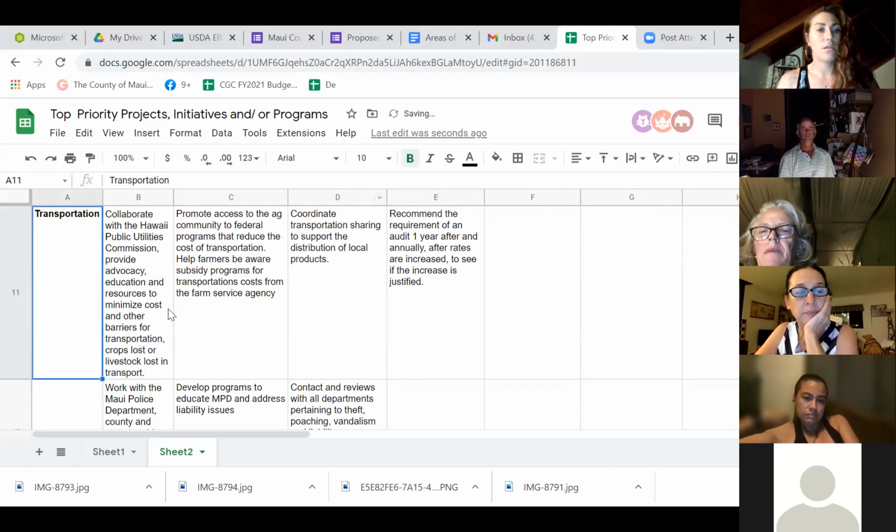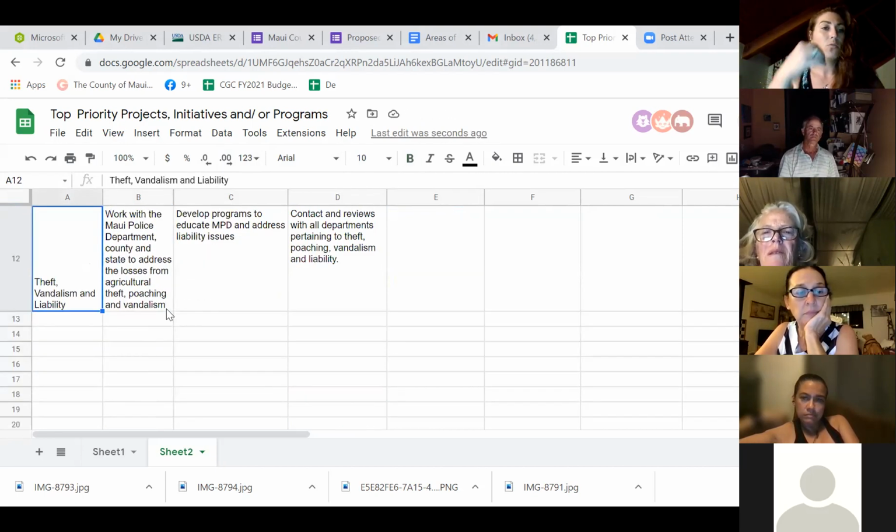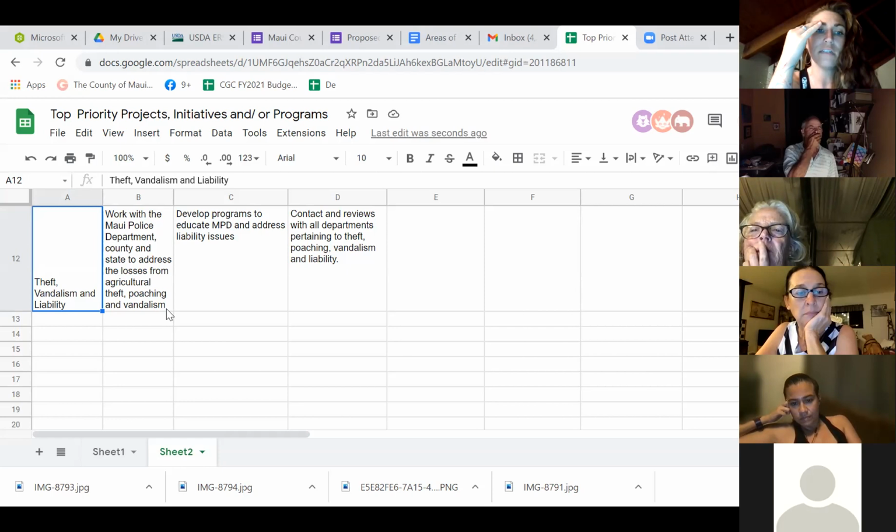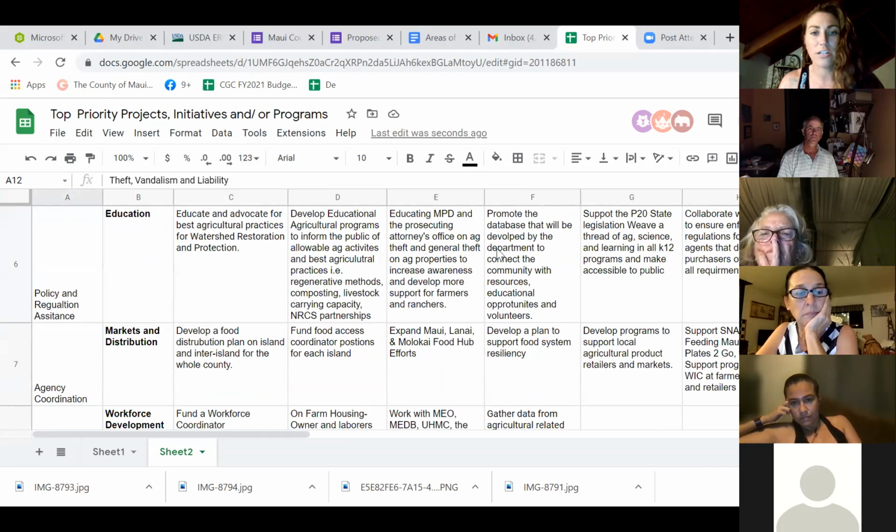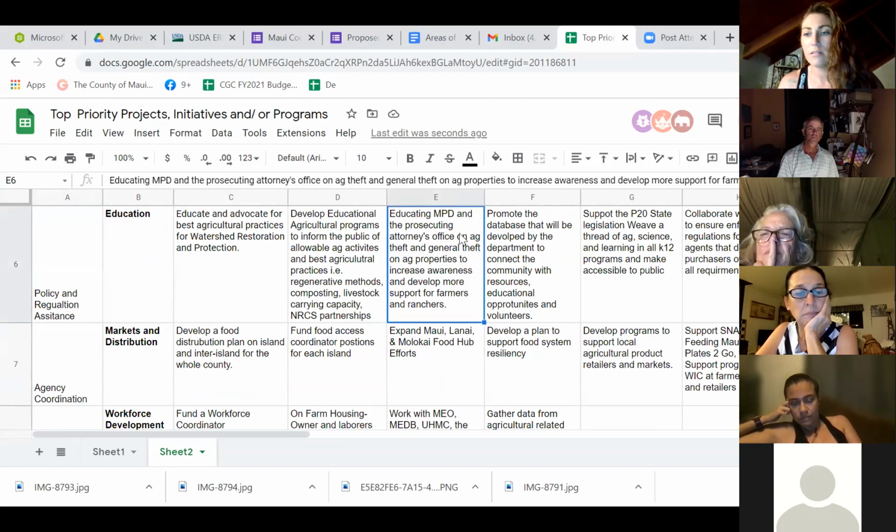Okay, fine. Then theft, vandalism, and liability. Work with the Maui Police Department and the police department, county, and state to address the losses from agricultural theft, poaching, and vandalism. Develop programs to educate MPD and address liability issues. I think we had that under education already. Right? I think so. Okay, so can we take that out? I'll go up and make sure, but I'm like 90% sure. Yeah, it's right here. Yeah, it looks more developed there too. Okay.